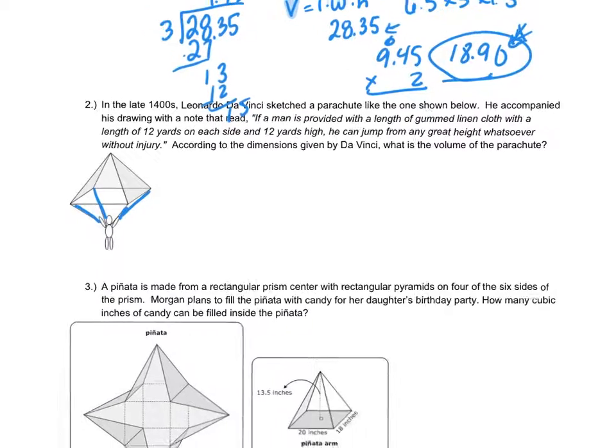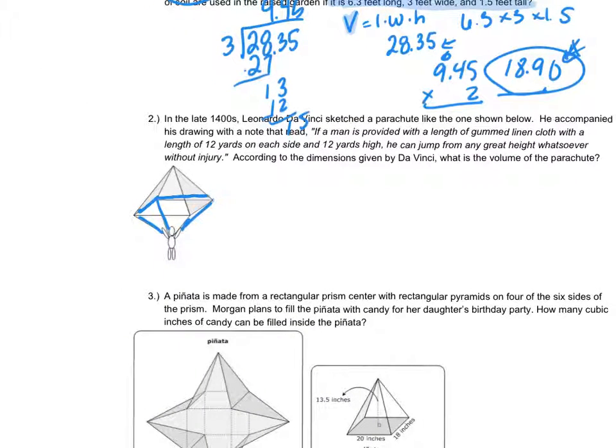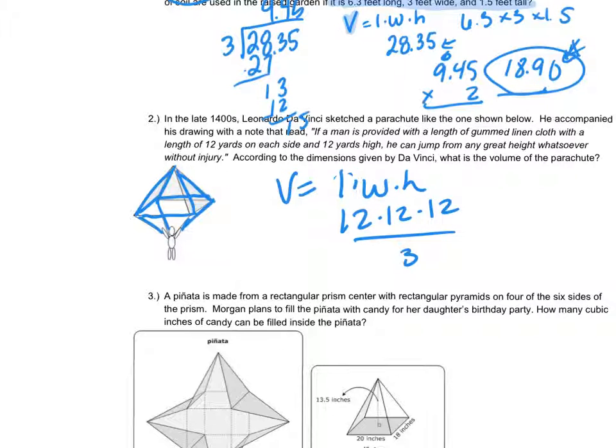That's a rectangular pyramid here, guys, so we should know the formula for that. I want you to write down the formula and solve this problem. This should be the simplest one on the paper. Length times width times height, which is 12 times 12 times 12 divided by 3 because it's a pyramid. 12 times 12 times 12 is 1728. Divided by 3 is 576.